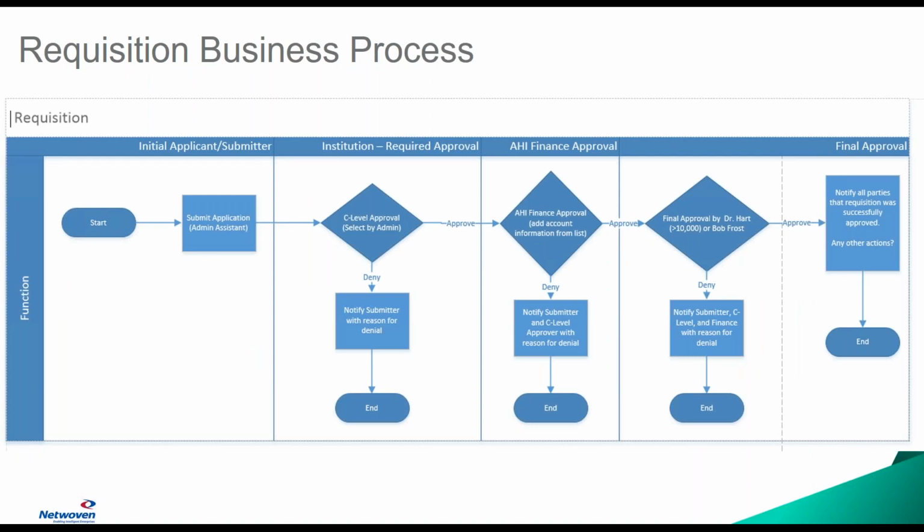I wanted to show you this requisition because I did it for a company a while back, and they wanted to see in their proof of concept a 3-level approval with a conditional approval in the last stage. As you can see, the requisition is initially submitted by an administrative assistant. It goes to C-level approval. If it's approved, it goes to finance approval. And if that's approved, then we go into a conditional approval where if it's greater than $10,000, it goes to one individual. Otherwise, it goes to another individual. So we branch in that situation. And then once they approve that, it notifies all the parties that the requisition was successful.